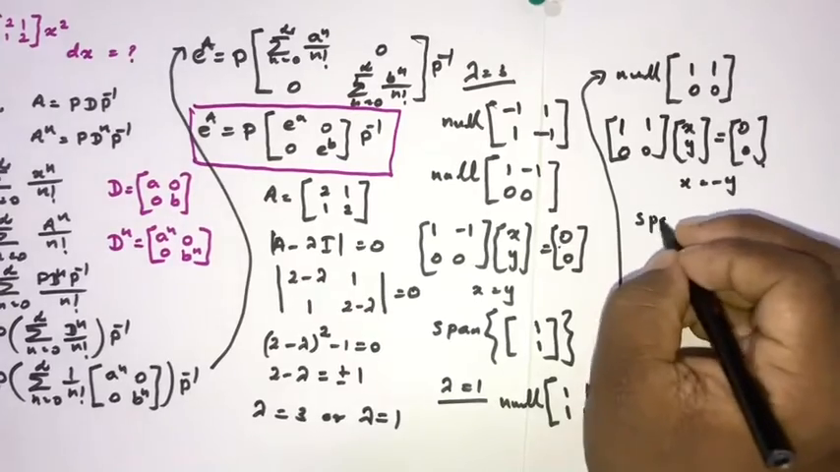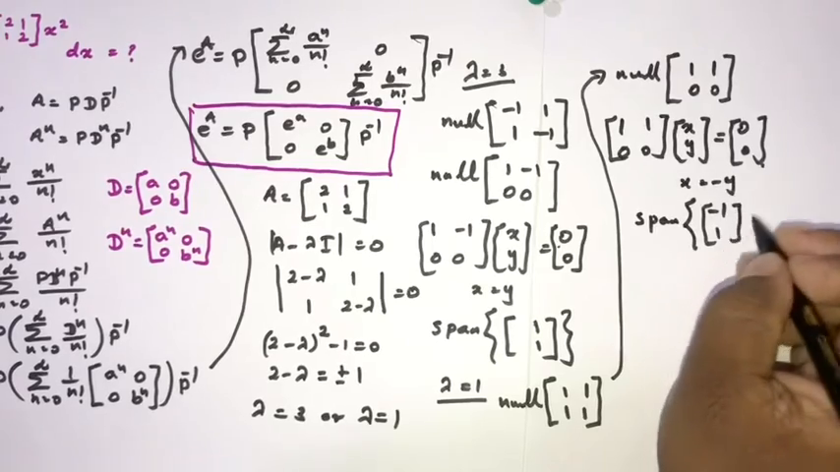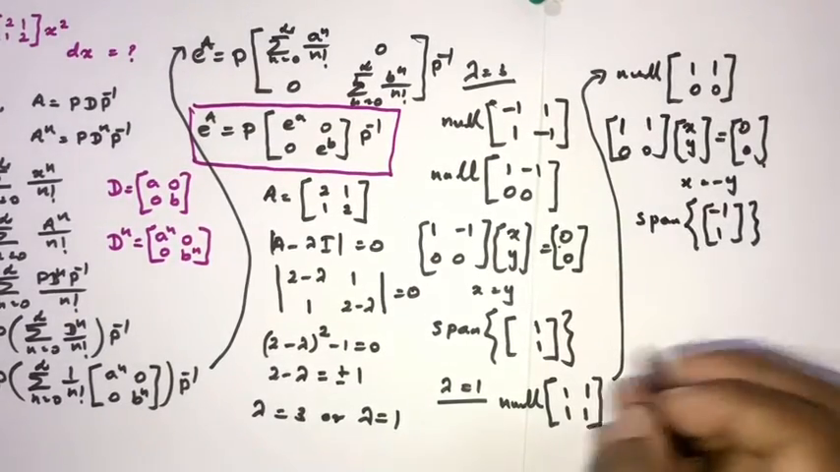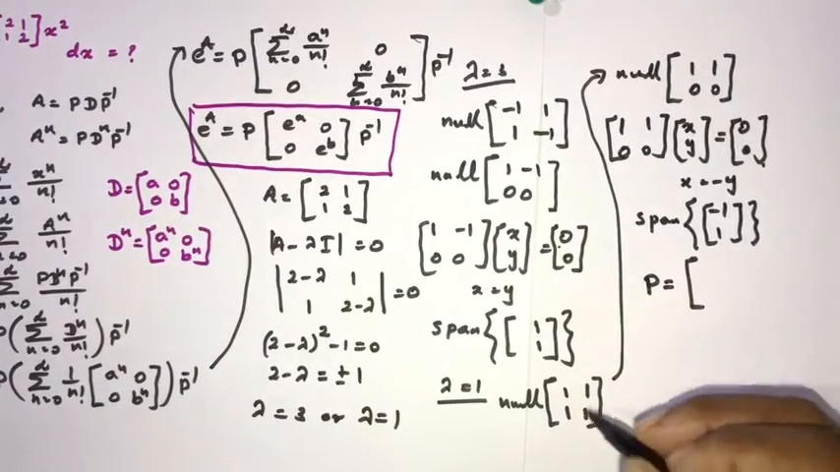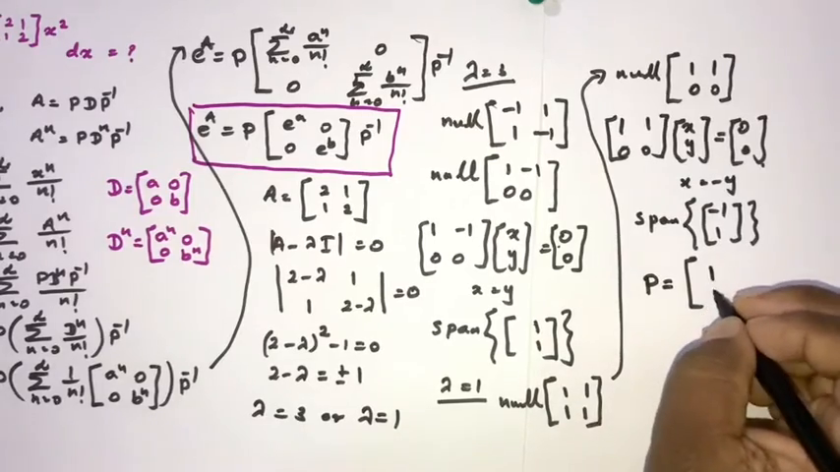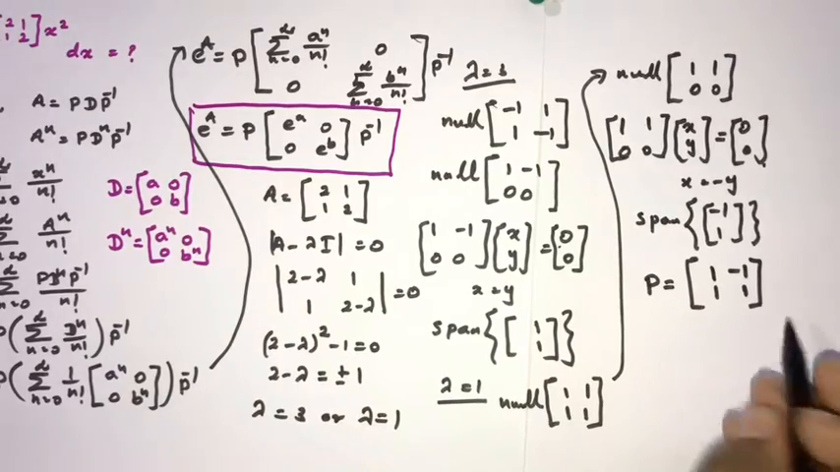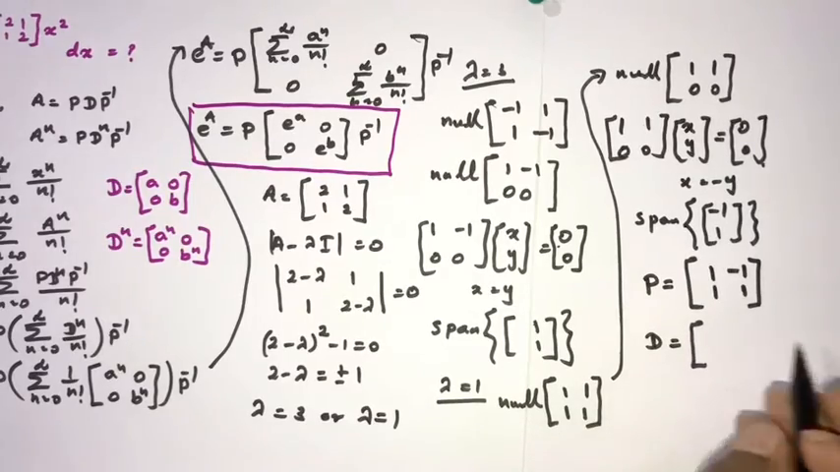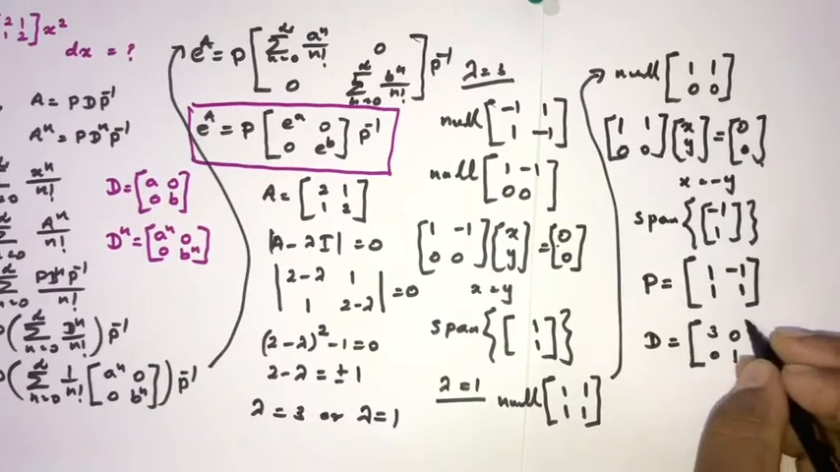So the eigenvectors are (1, 1) and (-1, 1). Now we have the eigenvectors, so the matrix of the corresponding vectors, we can write P equal to [[1, -1], [1, 1]]. Okay, now here we have P, and also we know the matrix D is equal to our eigenvalues 3 and 1, so [[3, 0], [0, 1]].